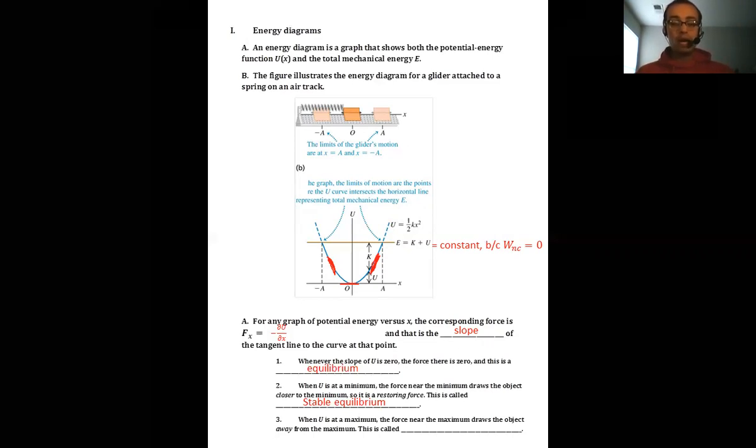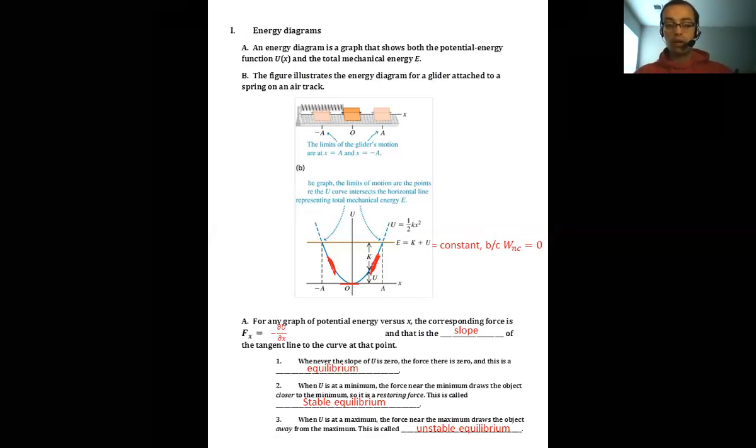When u is at a minimum, the force near the minimum draws the object closer to the minimum, so it's called a restoring force, and this is called a stable equilibrium. We'll have some good illustrations of what I mean by stable and unstable equilibria in a moment. And when the potential energy is at a maximum, the force near the maximum draws the object away from the maximum, which is called an unstable equilibrium.